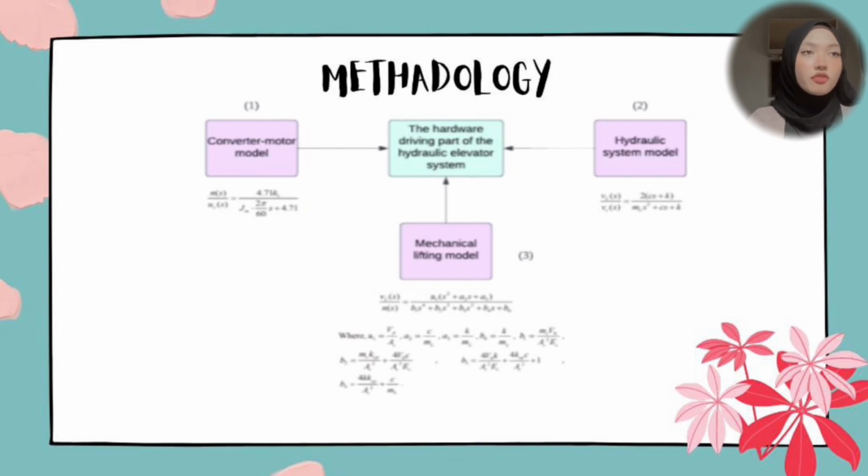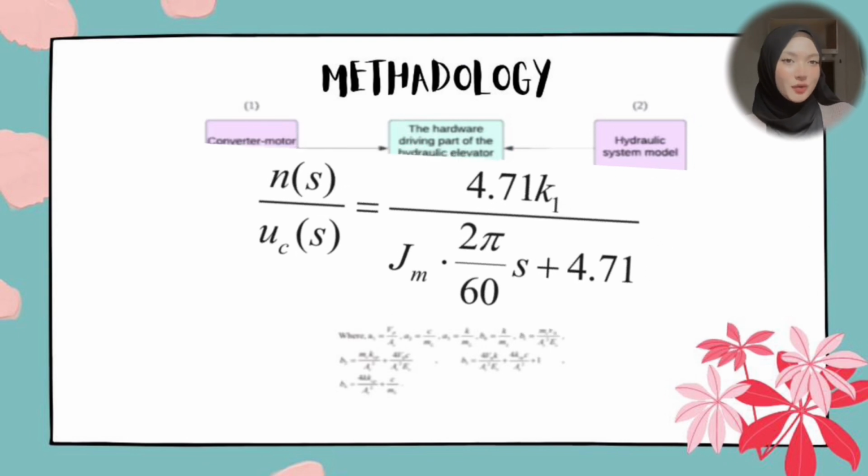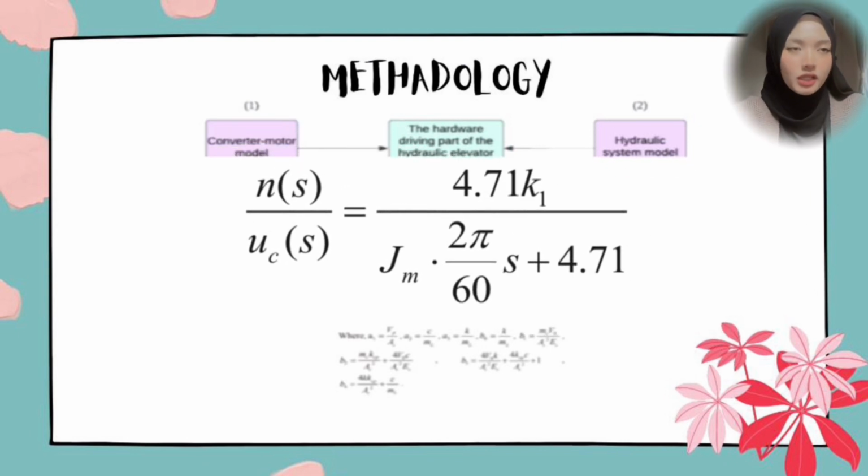The transfer function of the converter motor model is established through the equilibrium relationship of force and moment as stated by the formula. This is the first equation, a converter motor model. We use the equation N(s) over UC(s), and we got K1 over JM times 2 pi over 60 s plus 4.71.